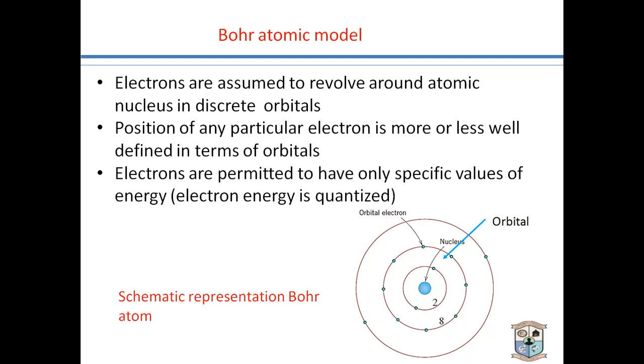So electrons are permitted to have only specific values of energy. So these are more like energy levels. The electron energy is quantized. The electrons in this innermost shell have a certain energy level. The ones in this shell also carry a certain energy level, and so does the next one. That is the theory behind this particular model.